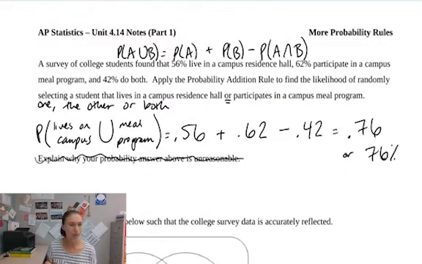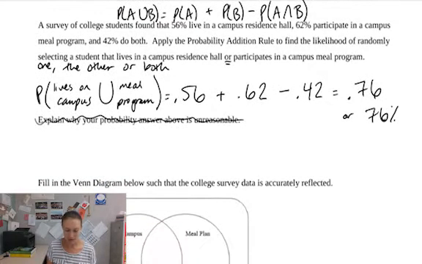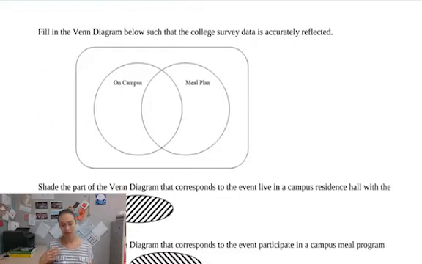Now let's talk a little bit more about what subtracting that 0.42 does in our formula. I mean, it makes the numbers work out, but why are we taking them out if we want to count the people who do both? It seems counterintuitive to subtract it. So let's really look at what's happening. We can use Venn diagrams or tables to organize our information.